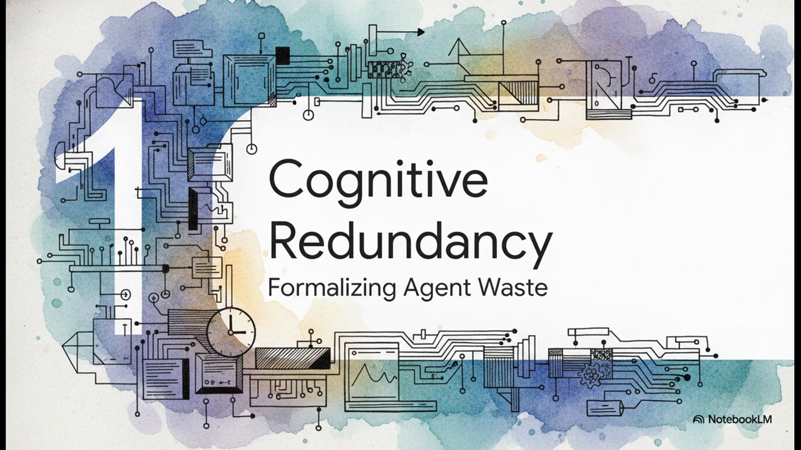Starting with Section 1: Agent cognitive redundancy formalized. We are going to mathematically pin down the exact deviation between what an agent actually costs to run versus the theoretical minimum effort the task required. We're moving way past generic efficiency tips and rigorously quantifying wasted compute at the trajectory level.